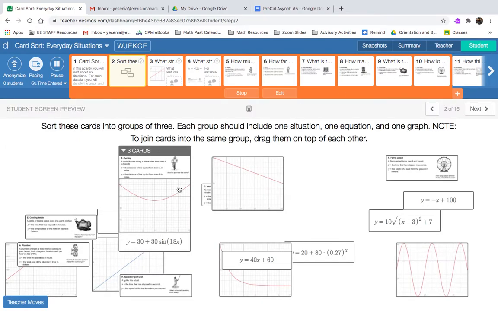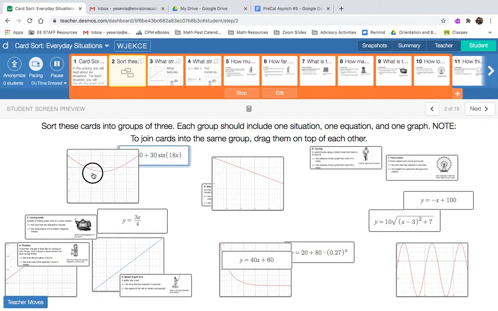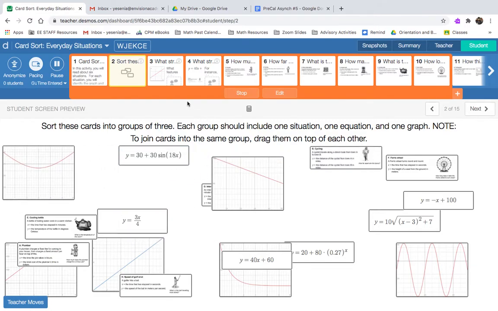That's just an example. Again, you want to deeply try to read each situation and try to match it up to the correct graph. Let me just unsort this. Of course, that was just an example of how to do that.